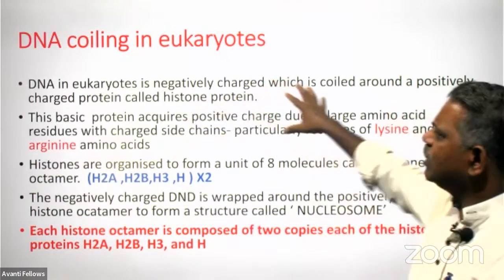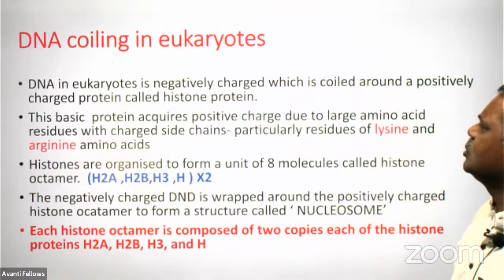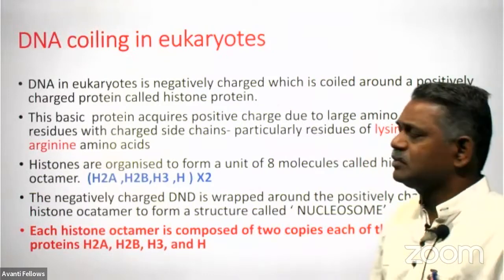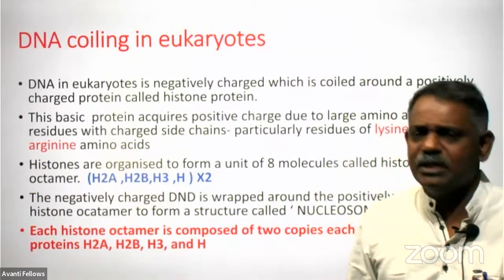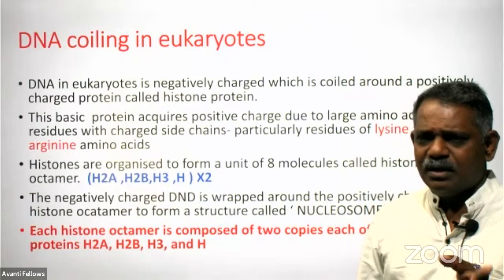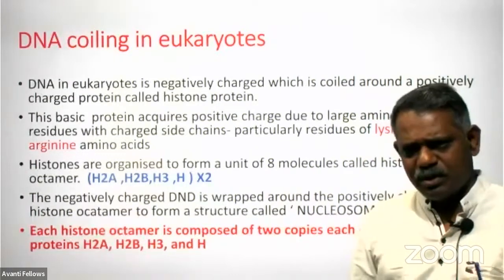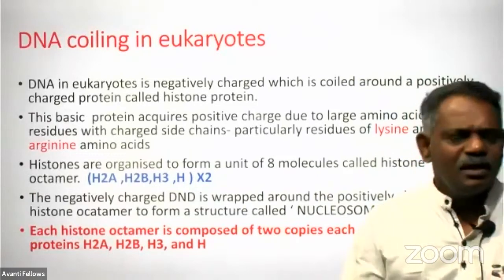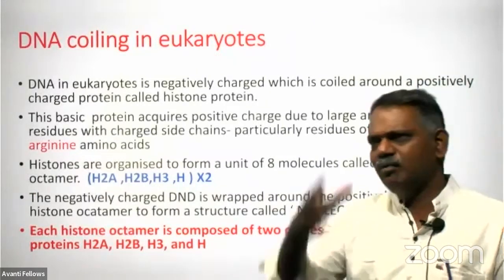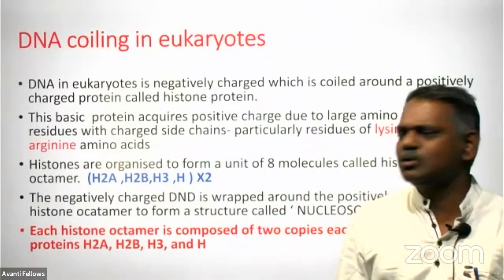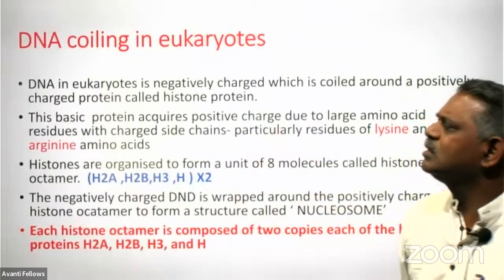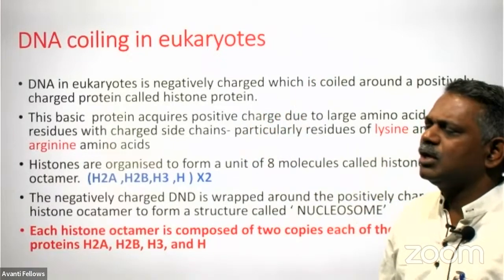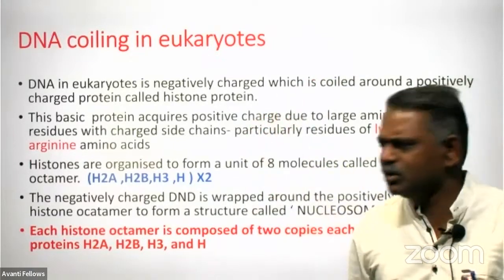DNA in eukaryotes is negative in charge, which is coiled around the positively charged protein called the histone proteins. Histone. I told you the proteins present in the chromosome are histone and non-histone. The histone protein is large in quantity, whereas non-histone protein is only for keeping the structure of the chromosome, and its content is very less. And this histone protein is positive in charge, and DNA is negative in charge.